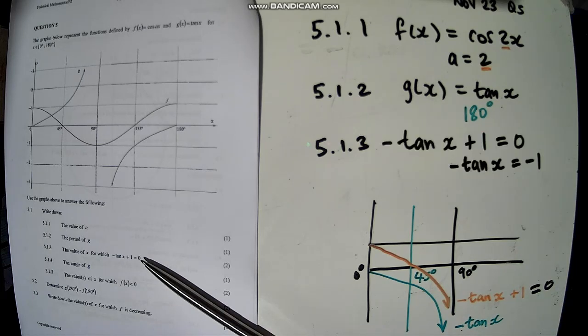Besides graphically, we can also work this out mathematically. Negative tan x plus 1 is equal to 0. Take the plus 1 over to the right hand side, I'll get -1. Drop the negatives on both sides and solve for x. Tan x is equal to 1, so x is 45, but there's no need to calculate, you could just look at the graph and write the answer 45. And how many marks for that? 2 marks. So if you write the answer only, you will get full marks.